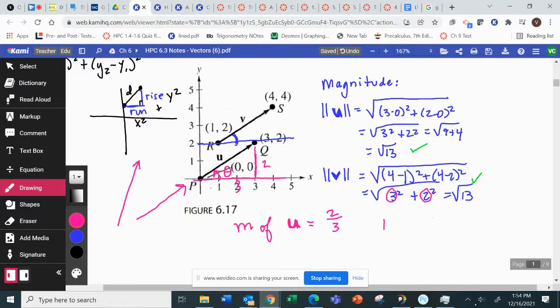So how about the m of vector v? 2 over 3. And again, we could subtract those numbers and plug it into the slope formula.